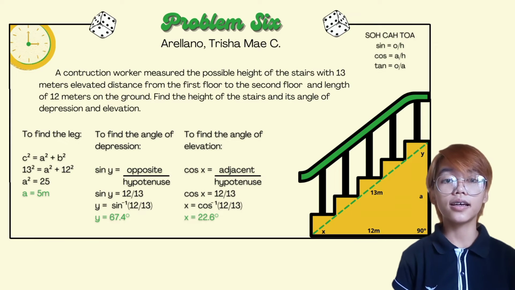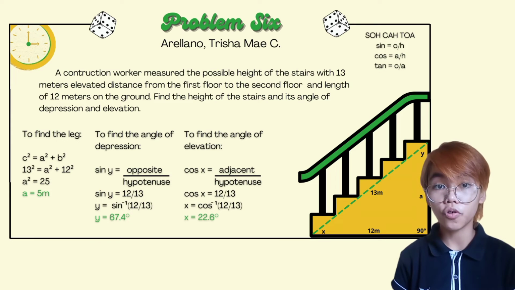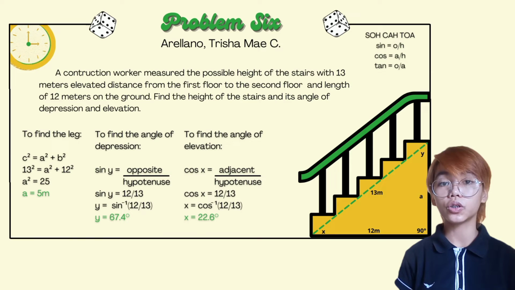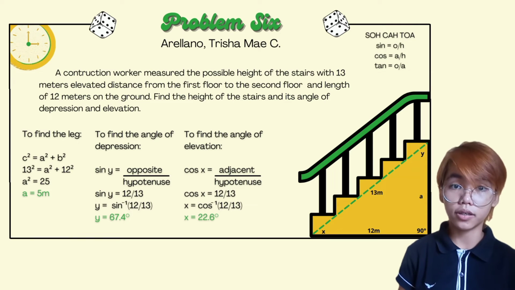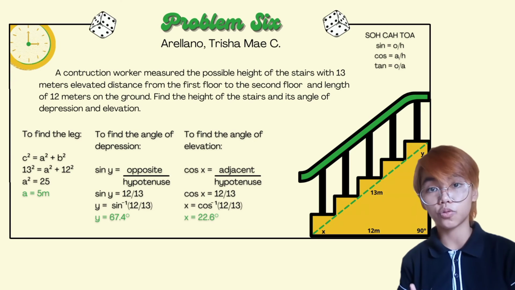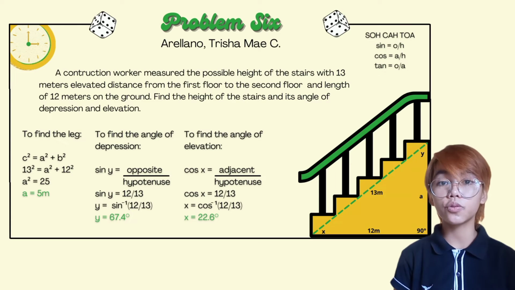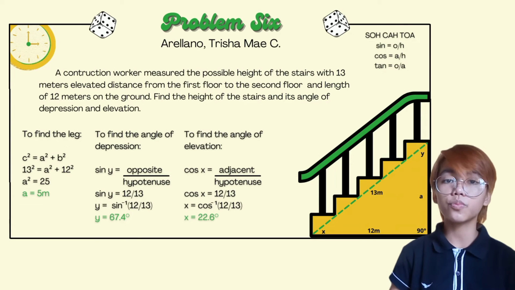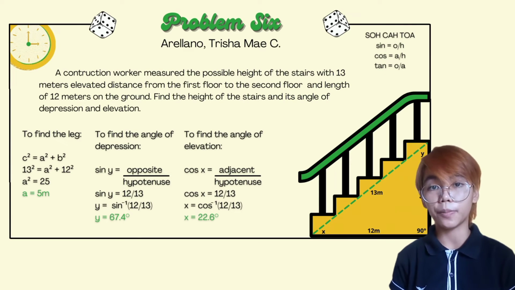Again, to find the leg, we will use the Pythagorean theorem, which is c squared is equal to a squared plus b squared. Substitute, we have 13 squared is equal to a squared plus 12 squared. Evaluate, we have a squared is equal to 25. Square root both sides, we have a is equal to 5 meters.